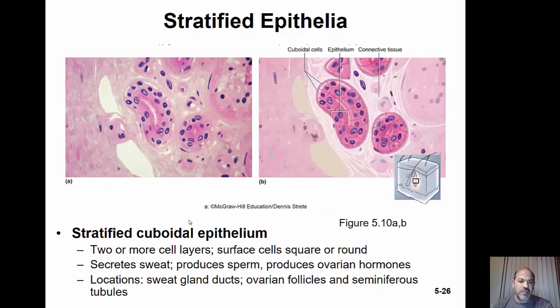Here is stratified cuboidal epithelium. You can see I'm going to trace around this area here, trying to draw along the basement membrane. And it looks like there are at least 2 layers of cuboidal cells. And so here we're going to have 2 or more cell layers, and the surface cells are going to be square or round. These may secrete sweat or produce sperm or produce the ovarian hormones like estrogen. So their locations are going to be the sweat glands, the ducts of the sweat glands, the ovarian follicles, and the seminiferous tubules where sperm cells are produced.